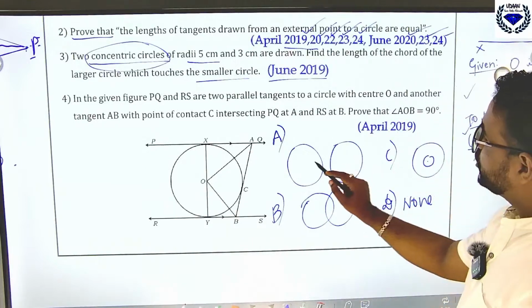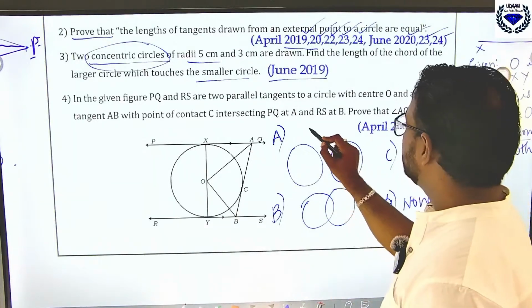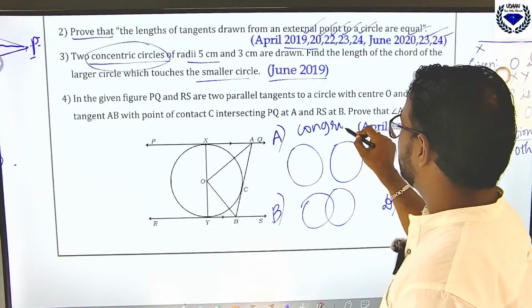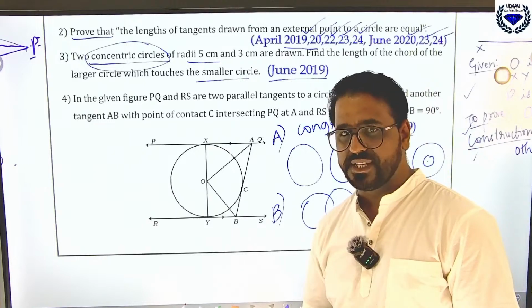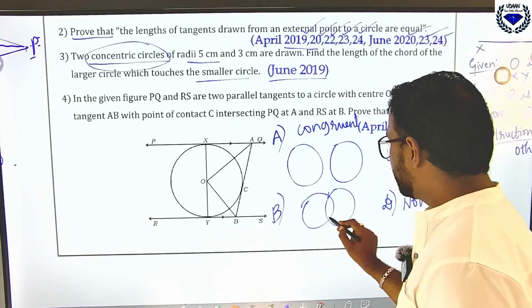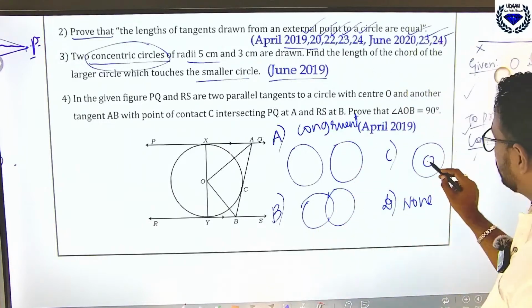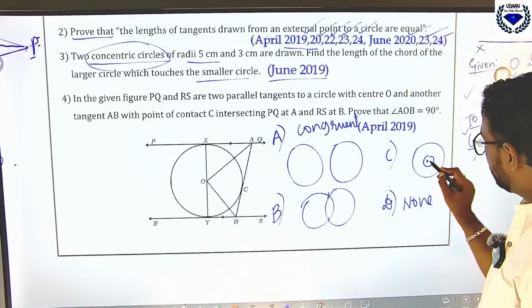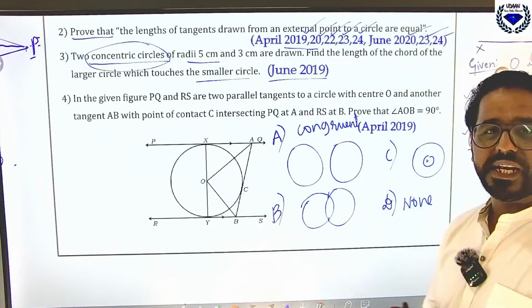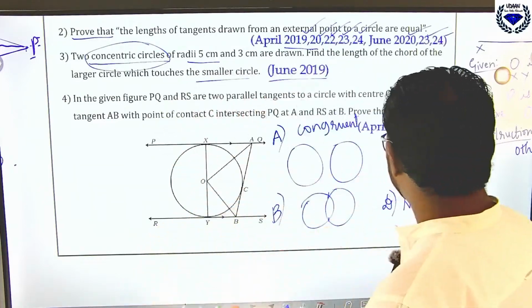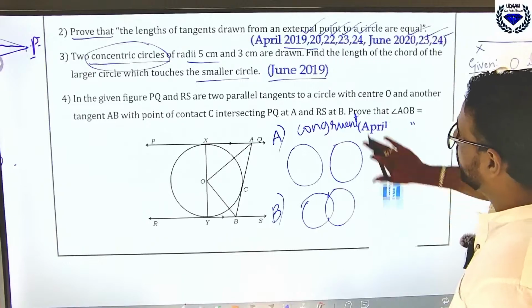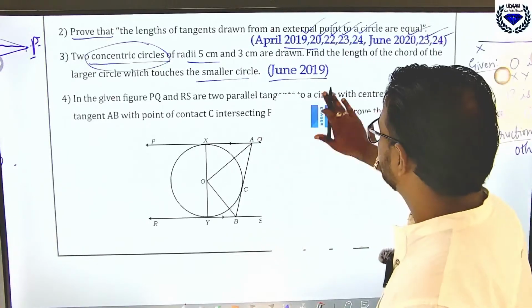See here, these two are called what? They are congruent circles. Whenever they start with congruent, it means same size and same radius. And these are intersecting circles. Similarly, these two are concentric circles. Concentric means same center but different radius. That is the meaning of concentric circles. So, option C is the right one. Very good. Now coming to the solution of this.